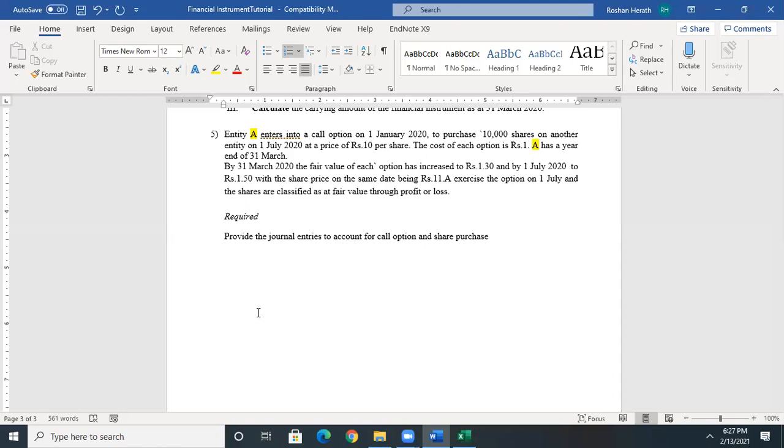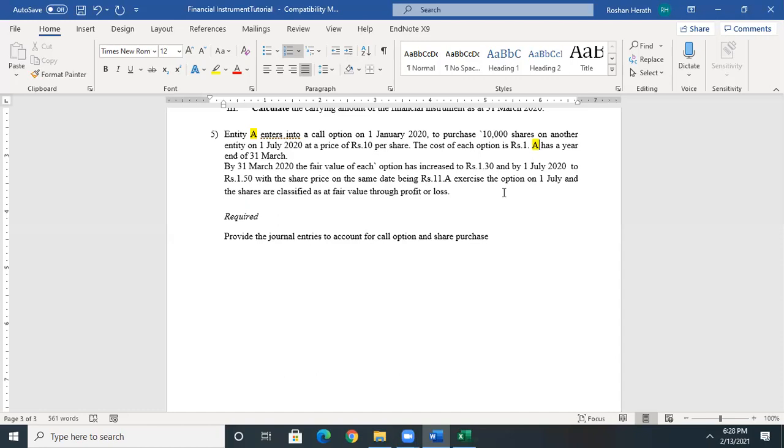By 31st March 2020, the fair value of each option has increased to rupees 1 and 30 cents. And by 1st of July 2020 to 1 rupee and 50 cents, with the share price on the same day being rupees 11. Then obviously, A exercised the option on 1st of July, and the shares are classified as at fair value through profit or loss. So it's about your investment.